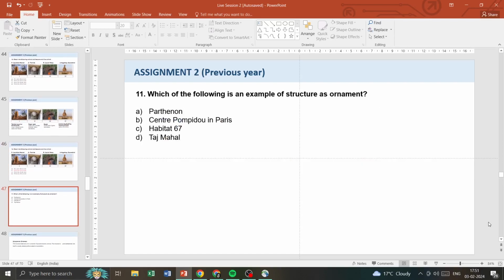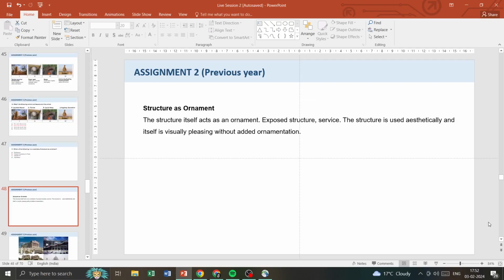Question number 11. Which of the following is an example of structure as ornament? Parthenon, Centre Pompidou, Paris, Habitat 67 and Taj Mahal. What is structure as ornament? I have already explained it, I'll just say one line again. The structure itself acts as an ornament. It is usually done when the structure and the services are exposed. It is considered as structure as ornament. The structure is used aesthetically and itself is usually pleasing without added ornamentation.